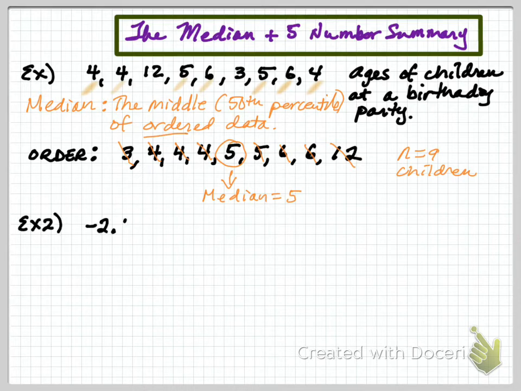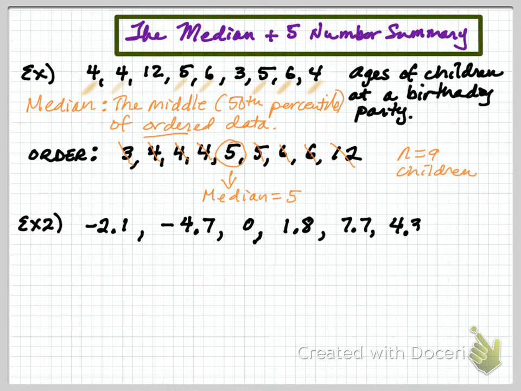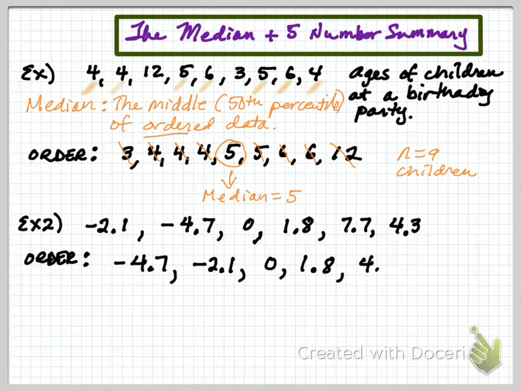So let's take a look at another data set. I wanted to show you that you could also find the median with negative values, with decimal values, with fractional values, whatever, so long as your data set is ordered. So again, we're going to need to order this data. And this time I gave you a data set where n is an even number, 6.